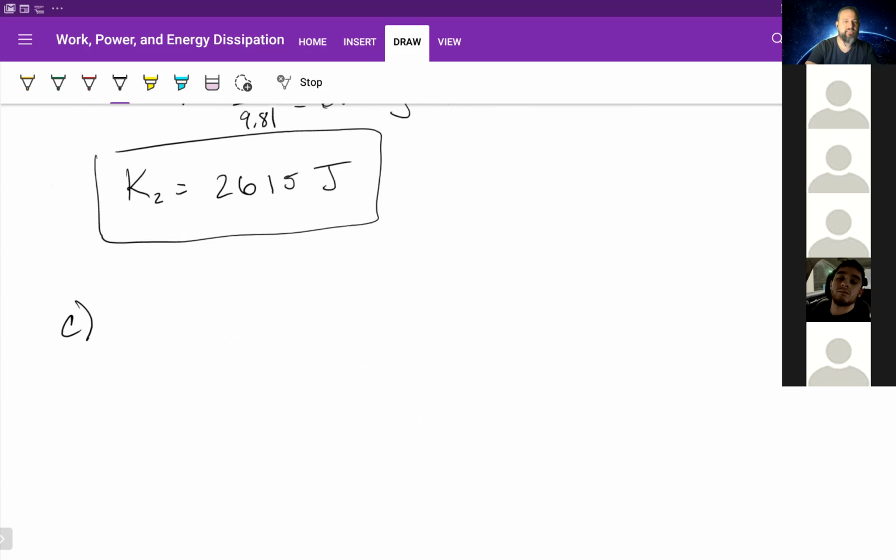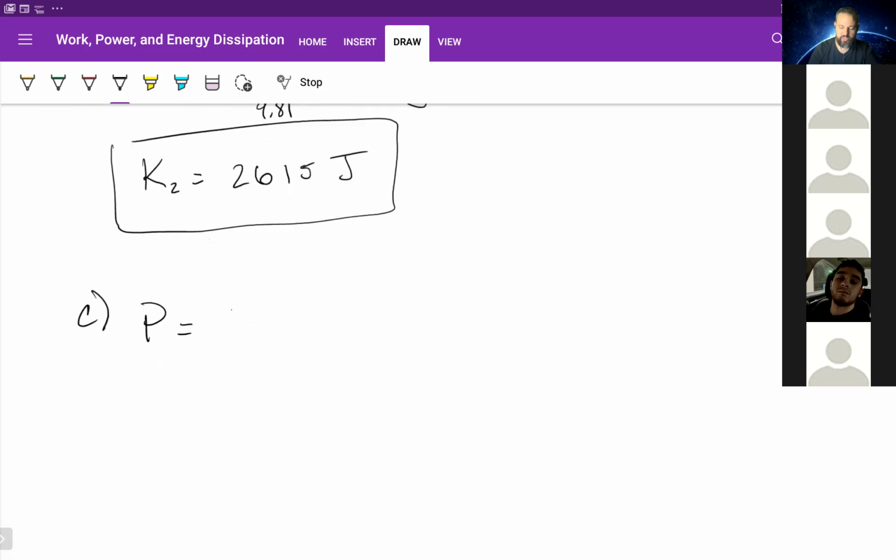And finally, it asks us for the power. So the power is just the change in energy over the change in time. So P is going to equal the change in energy over the change in time. Well, in this case, we don't have potential energy. All of our energy is kinetic. So this is just going to equal the change in kinetic energy over the change in time.